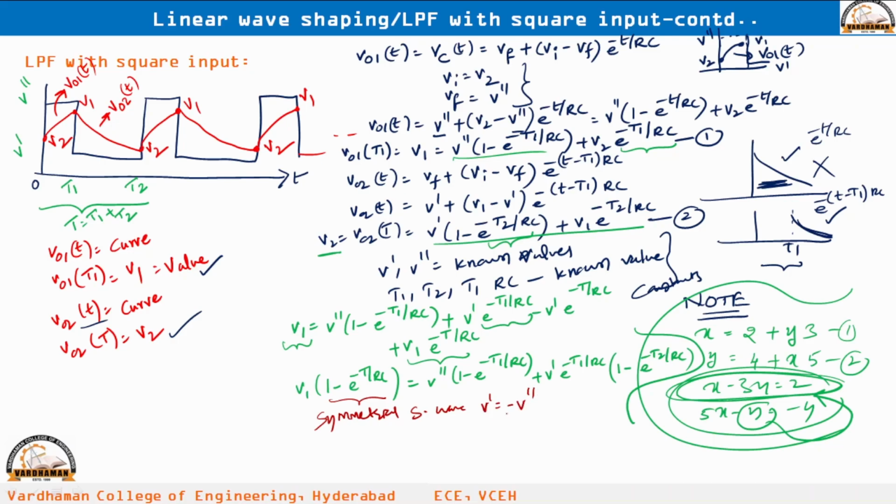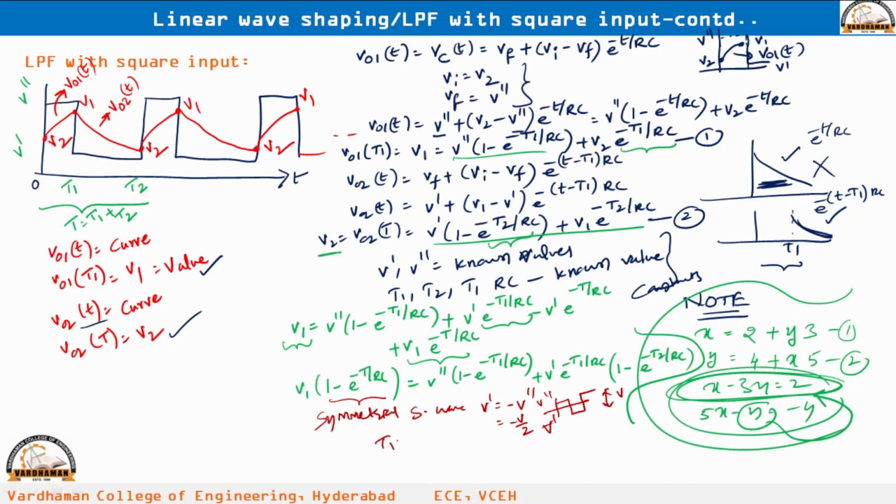Okay. V dash is the lower level, V double dash is the upper level, because it is symmetrical. Symmetrical means one is the negative of the other. If the overall peak to peak voltage is V, we can take V dash equal to minus V by 2, because that is the lower level. Minus minus will be cancelled, so V double dash is equal to V by 2, the upper level.